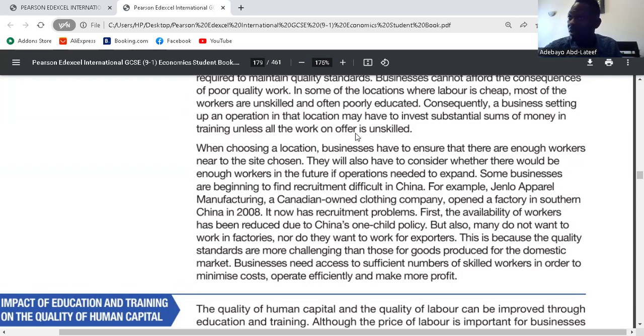If it is skilled, you have to understand that it's going to be expensive. But if you need unskilled workers, which are cheap, then it means that the job they have to do does not require skills and qualification. And if it does require skills and education, that means you have to invest heavily on training.